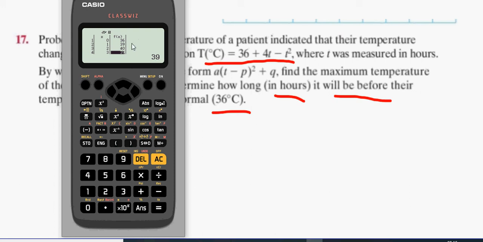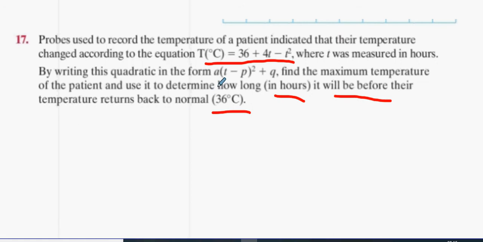Alright, keep going. When did you get to 36 again? So would you agree it took 4 hours to return to 36? 4 hours to get back to 36? And we know the maximum is at t equals 2 and 40. We know all our answers already. Now it's just a matter of doing the formula. Okay. So we have minus t squared plus 4t plus 36. What's the thing I asked to take out here? Minus 1.